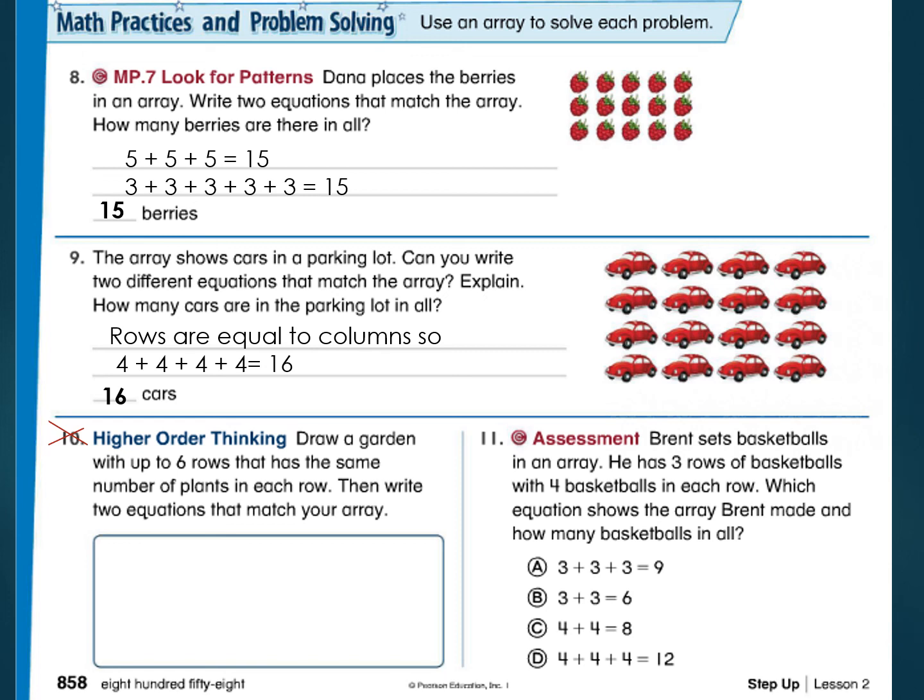We have 3 rows. In each row, 4 basketballs. Great job. The answer is D. 4 plus 4 plus 4 equal 12. We add 4 3 times.